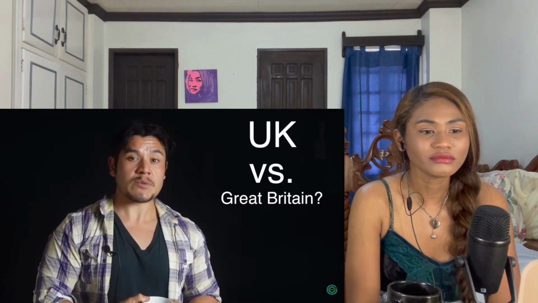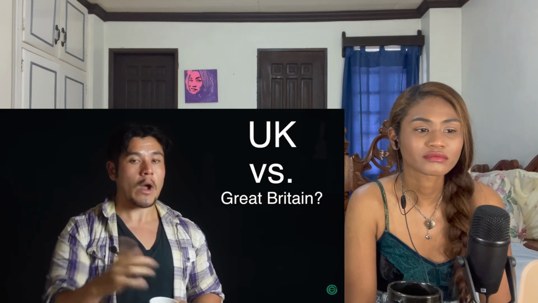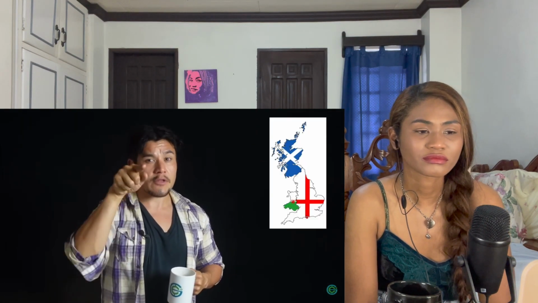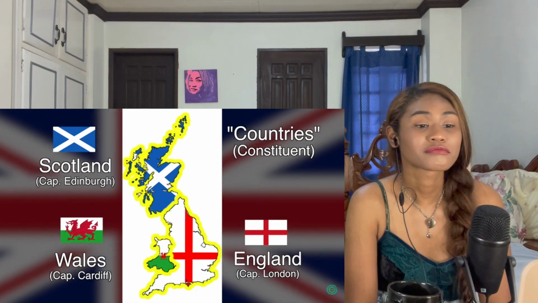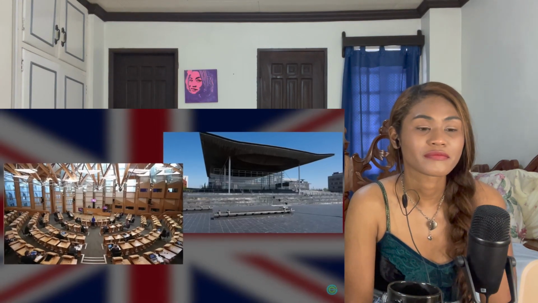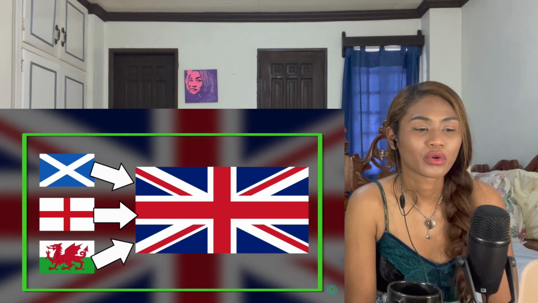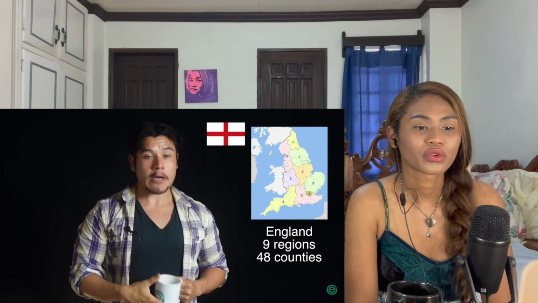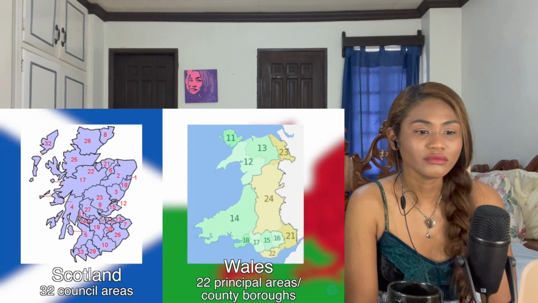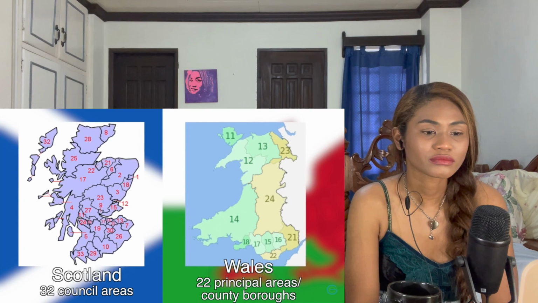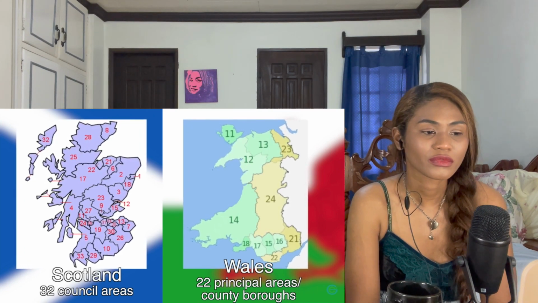First off, what is the difference between the UK and Great Britain? Well, Great Britain is essentially the big island and the largest part of the country, made up of 3 constituent countries: England, Scotland, and Wales. You've probably heard of these 3. And yes, they are within themselves considered separate countries. They have their own cultures, traditions, councils, parliaments, and so on. Yet they are still under the overarching authority of the UK, so it's like 3 countries that report to one system. England has 9 regions made up of 48 counties. Scotland has 32 council areas, and Wales has 22 principal areas or county boroughs.